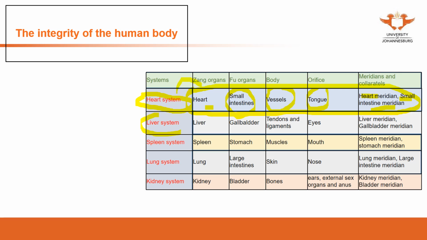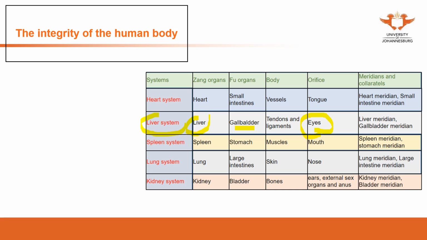The liver system includes the liver, gallbladder, tendons and ligaments, and the eyes. That's why sometimes if you have an eye problem, we will treat the liver. If a patient has an ulcer on the tongue, we're going to treat the heart. We're going to clear the heart fire.